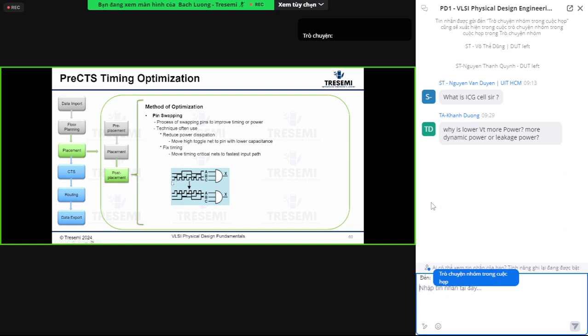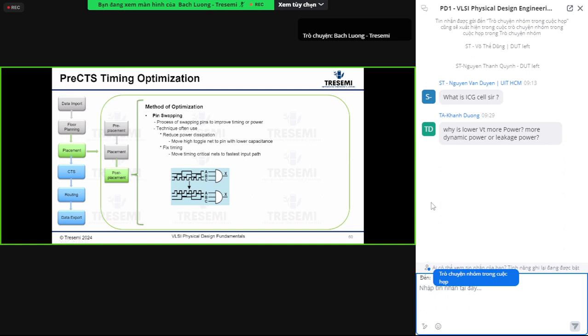Basically, if you see pin C here, this is a high toggle net. If this pin has a high input capacitance, it's going to induce a lot of power dissipation. So the tool will swap the connection from pin C to pin A, where there's low capacitance. Therefore you reduce some power.